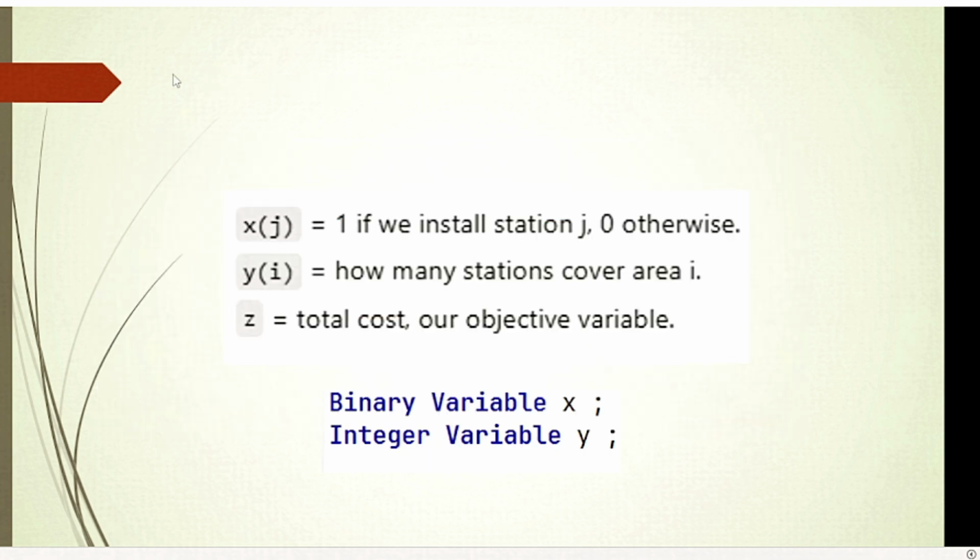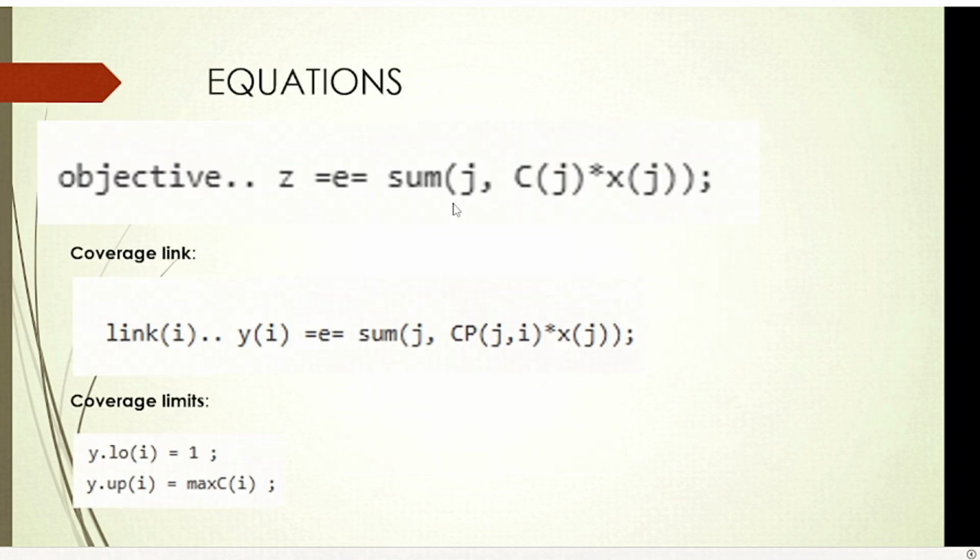Now decision variables, x J equals 1 if we install station J, 0 otherwise, so it's a binary. Y E counts how many stations cover area E. And z is the total cost, our objective variable. The binary and the integer variable, because the number of stations cannot be decimals. They are integer numbers. About equations, we need to define the objective function.